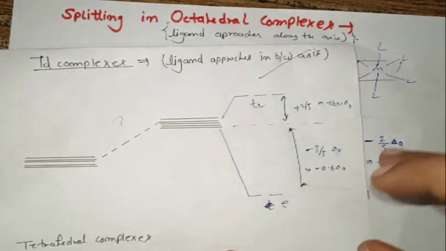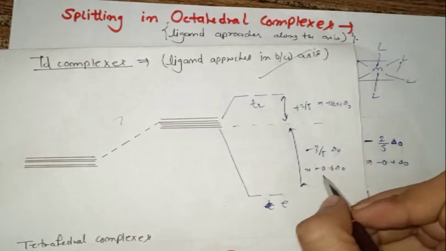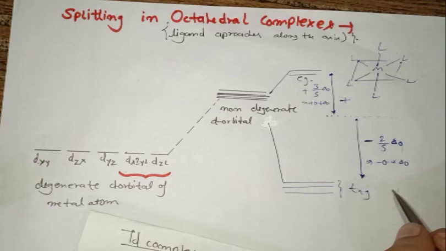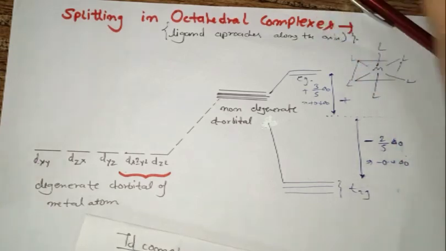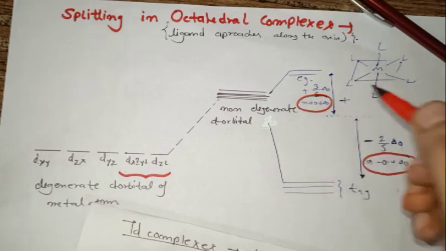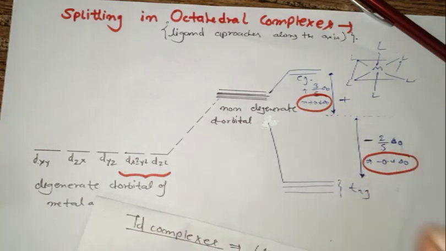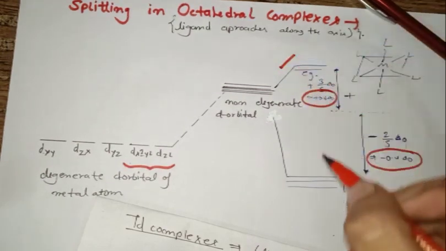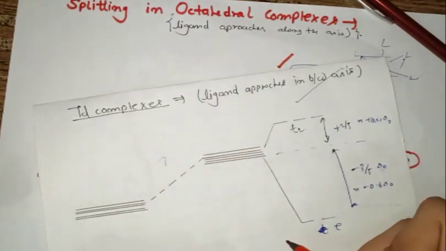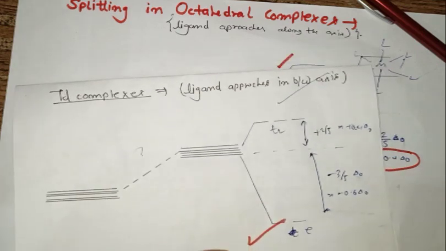And one more thing, these values, that is plus 0.4 delta O and minus 0.6 delta O, will help you in the calculation of CFSE. So you need to remember these values. Remembering the positive and negative signs is very easy. The most important thing to remember is that in octahedral complexes eg will increase the energy, and in tetrahedral complexes e will decrease the energy due to the orientation of the ligand.